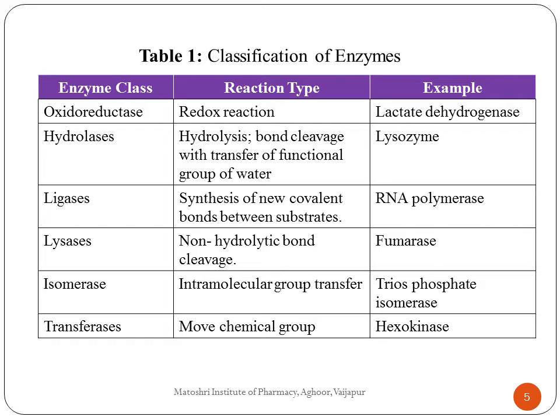The third class is ligase enzyme. Ligase enzymes help in the synthesis of new covalent bonds between the substrates, and the example is RNA polymerase. Lyase enzymes help in breaking non-hydrolytic bonds, an example is fumarase. Next is isomerase enzyme. This enzyme mainly helps in the transfer of intramolecular functional groups. Example is triose phosphate isomerase enzyme.